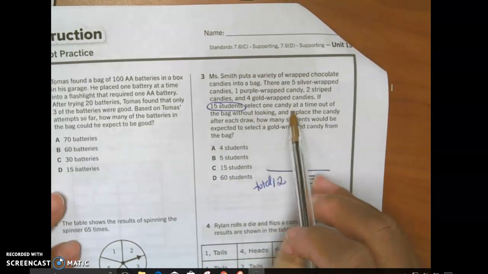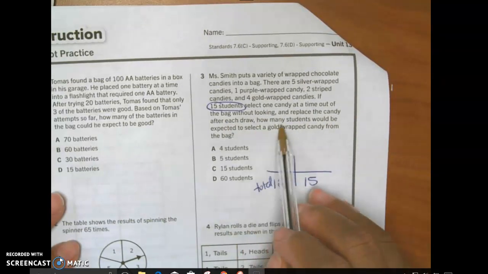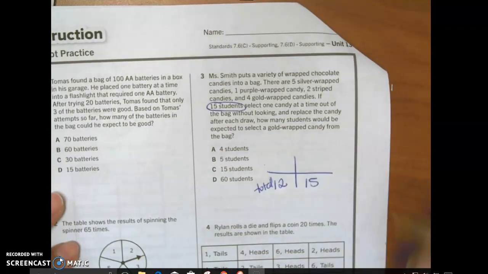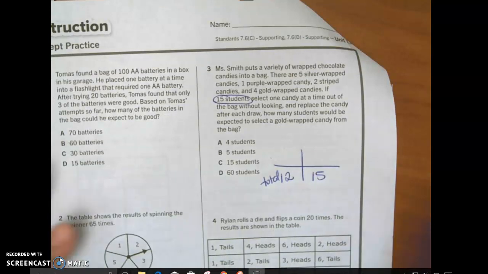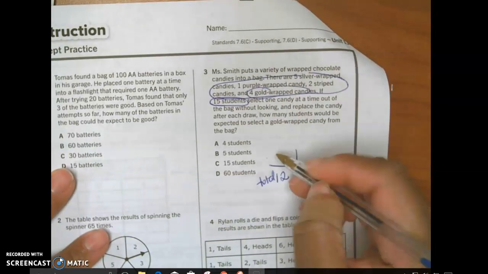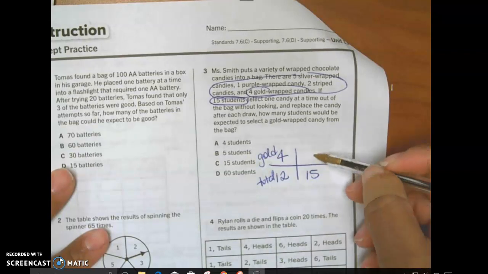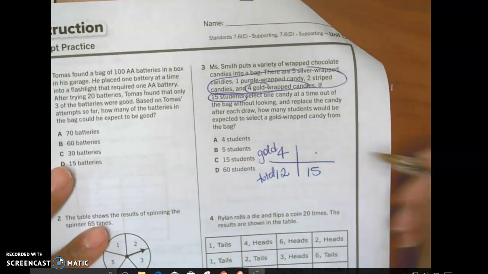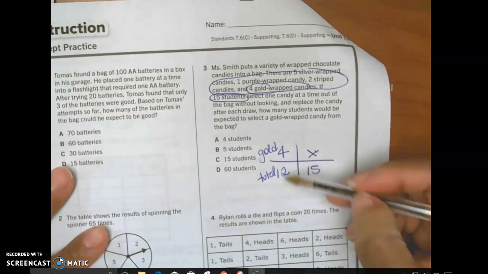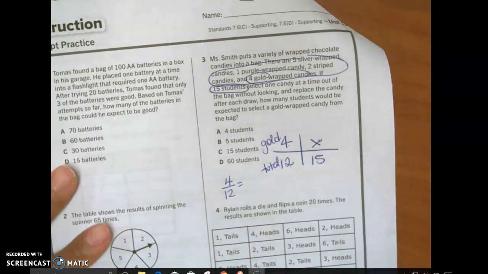If 15 students select one candy at a time out of the bag without looking and replace the candy after each draw, how many students would be expected to select a gold wrapped candy from the bag? So then what goes on top? 4. What's 4? The gold wrap. I need all of these, especially the gold. So then what goes here? 12. What goes here? X. I have 4 twelfths though. What can I do with 4 twelfths? Simplify it to 1/3.